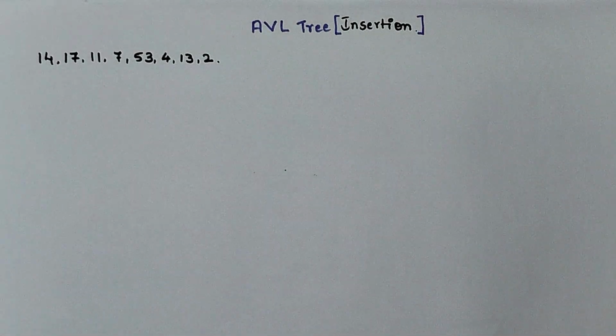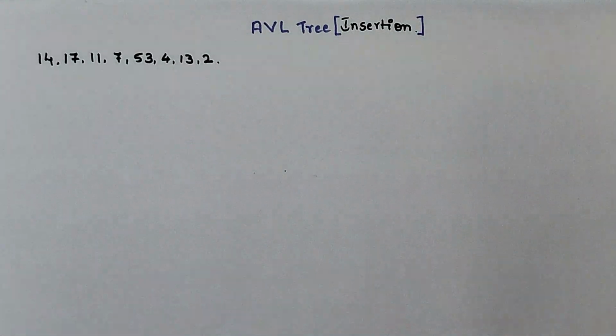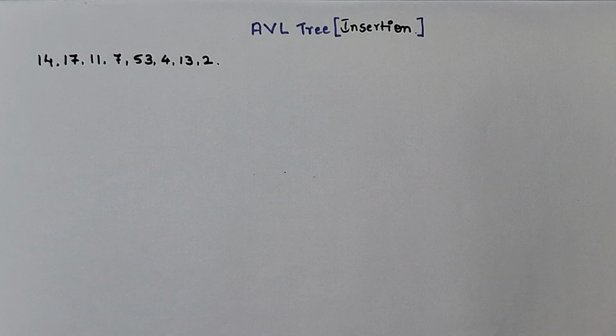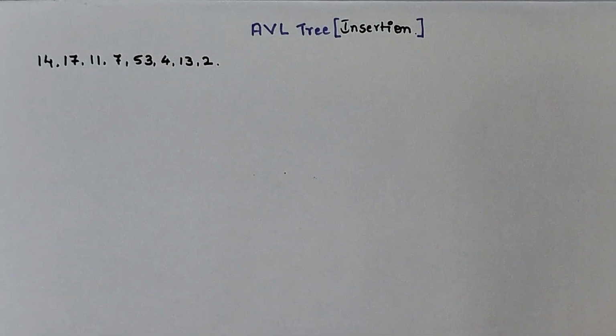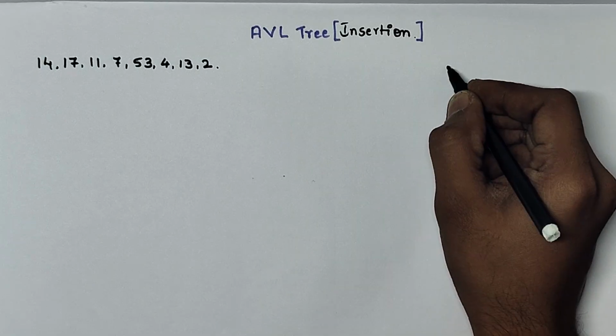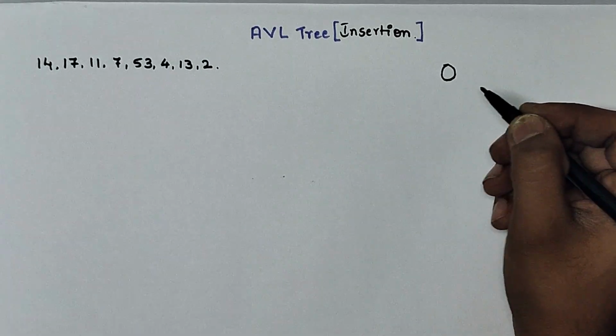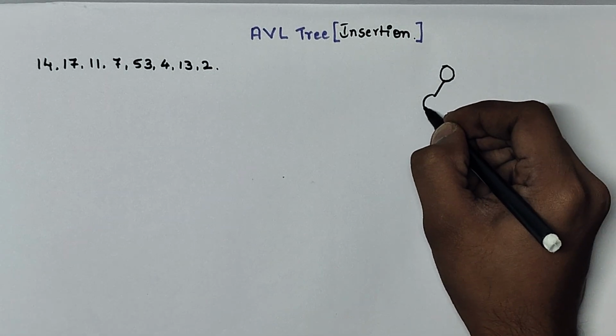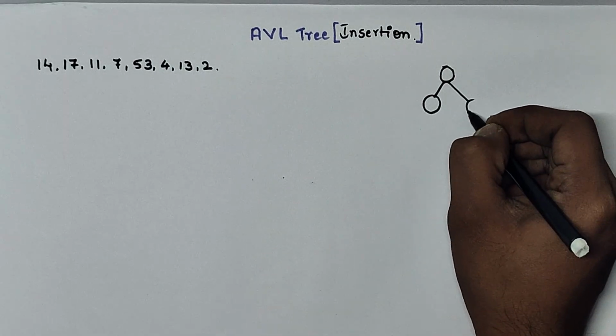Hello everyone, in this video let's discuss how to solve the AVL tree insertion problem. So it is a very easy problem. Let's understand the concept. First, like the binary tree, what will happen in a binary tree? If you consider this as a parent node, it can have a maximum of 2 child nodes.